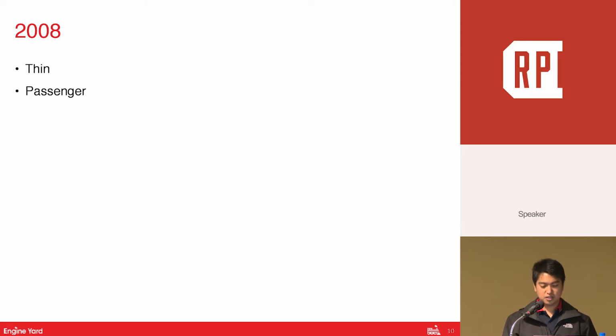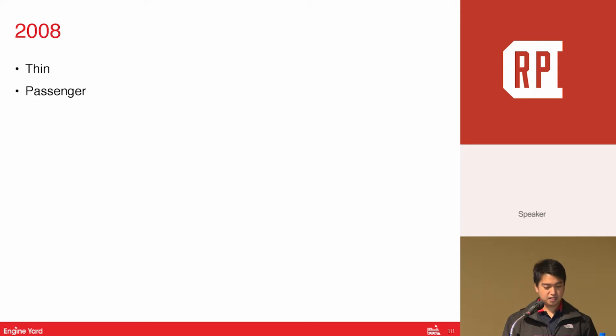So Passenger was a big change. It was like having your own cluster of mongrels, but you didn't have to start them one by one. You didn't have to monitor all the Passenger workers. They would be started by Passenger, and you didn't need to write the proxy configuration. So Passenger became the new standard. The Rails core team told people to use Passenger, and it was great.